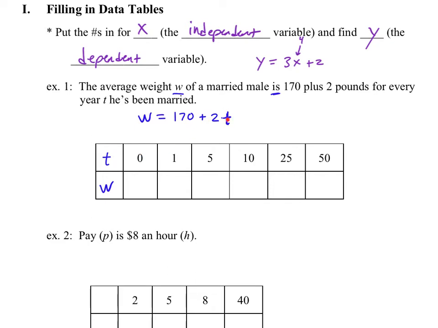So if I put a 0 in here, order of operations tells me I have to do 2 times 0 first to get 0. 170 plus 0 is 170. So I weighed about that when I was married.